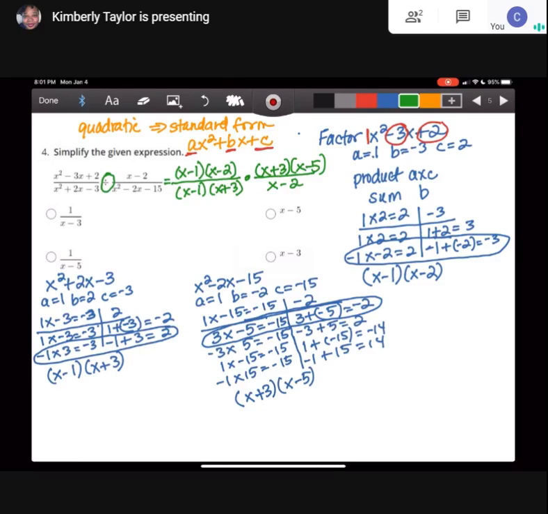So I know I could cross out this x minus 1 up here, and it's x minus 1 in your denominator. So a numerator and denominator, if they match, cross them out. And then I have an x minus 2 I can cross out, and an x minus 2 here. One at the top, one at the bottom, I can cross them out. Lastly, I can cross out the x plus 3 and this x plus 3. So the only thing I'm left with is x minus 5, and that is my answer.